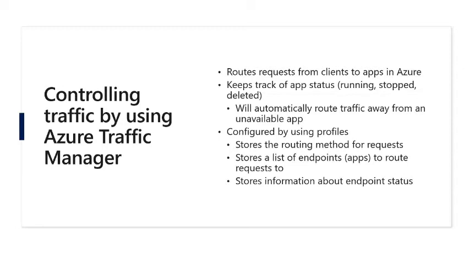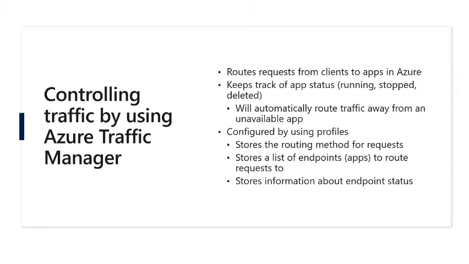Now you need to control traffic using Azure Traffic Manager. You can use Azure Traffic Manager to control how requests from web clients are distributed to apps in your Azure App Service. When App Service endpoints are added to an Azure Traffic Manager profile, Azure Traffic Manager keeps track of the status of your app service, running, stopped, or deleted, so that it can decide which of those endpoints should receive traffic. So you can configure it, and then it keeps watching the status of your app service, and it can redirect to which endpoint it should send the traffic to.